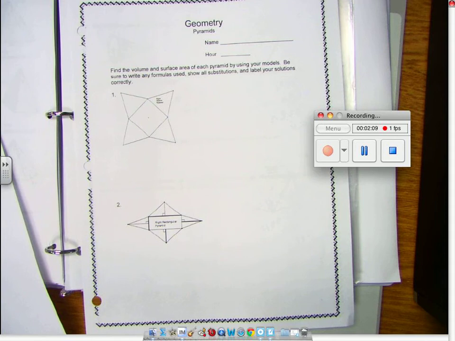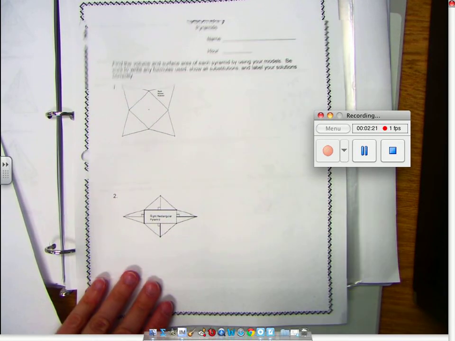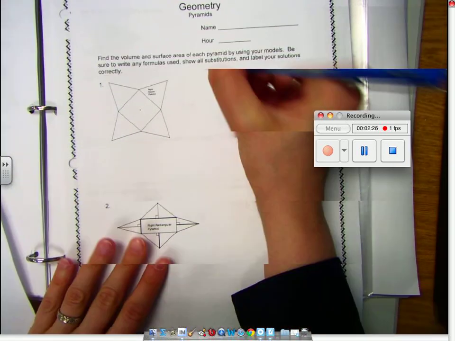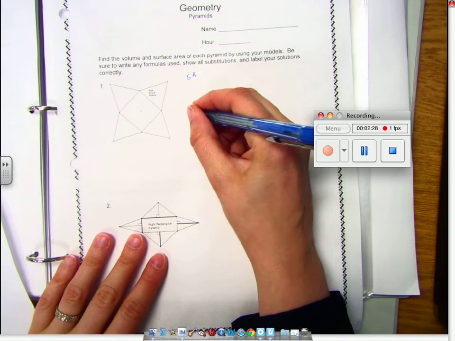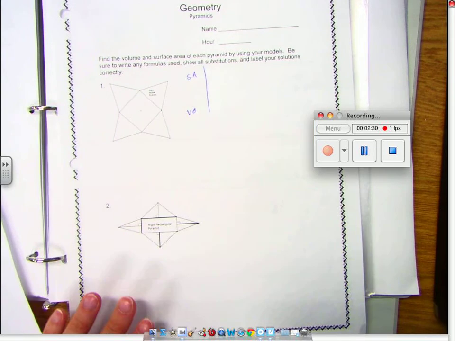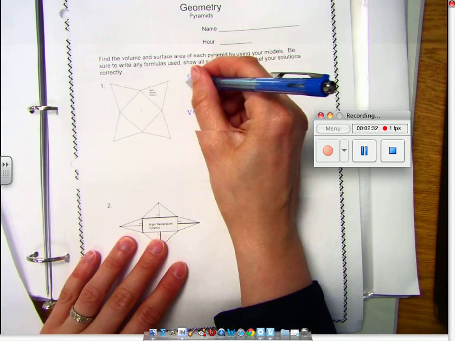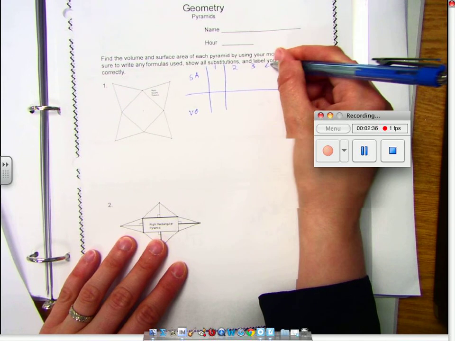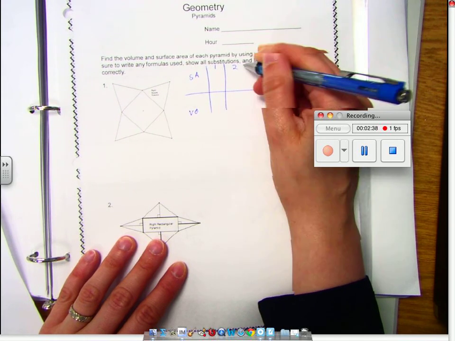All right, guys, we had some time to collaborate as a group and try to do this. Okay, I'm going to have each group tell me what they found for the surface area and volume for each one. And how many groups do we have? We have 7. So group 1, 2, 3, 4, 5, 6, and 7.